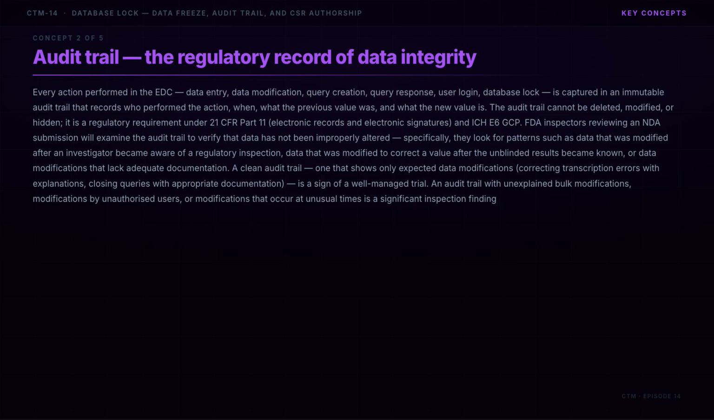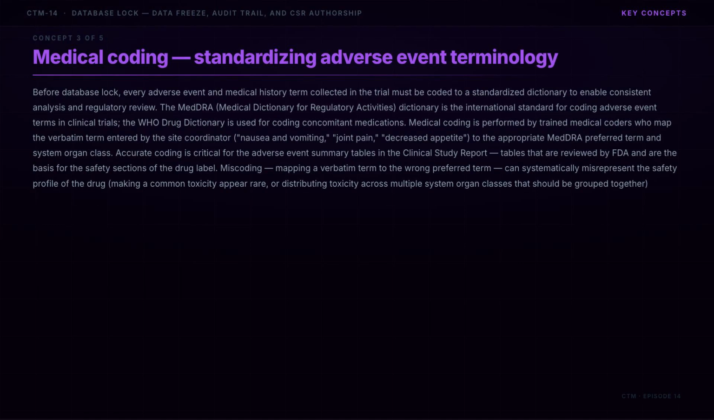A clean audit trail, one that shows only expected data modifications, correcting transcription errors with explanations, closing queries with appropriate documentation, is a sign of a well-managed trial. An audit trail with unexplained bulk modifications, modifications by unauthorized users, or modifications that occur at unusual times, is a significant inspection finding.